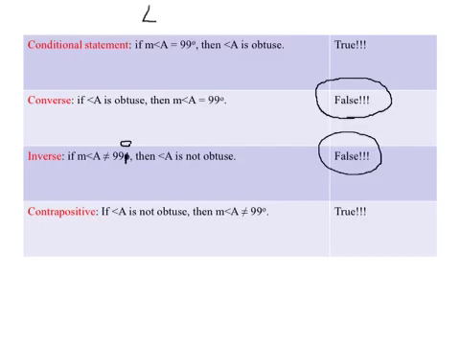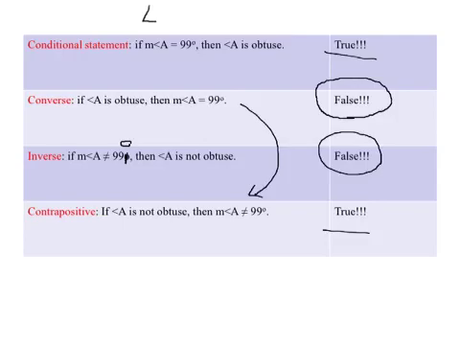Contrapositive says to write the contrapositive, first write the converse and then negate both the hypothesis and the conclusion. So, if angle A is not obtuse, then the measure of angle A is not 99 degrees. That is also a true statement. So read through those again and hopefully it'll make better sense.